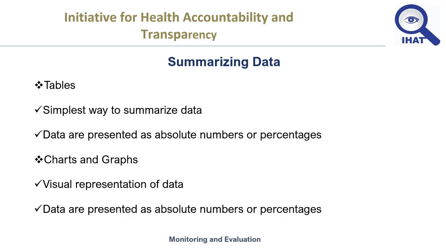Tables are actually the simplest way to summarize data. Data are presented as absolute numbers or percentages. And charts and graphs are visual representations of data. Data are presented as absolute numbers also, or as percentages.